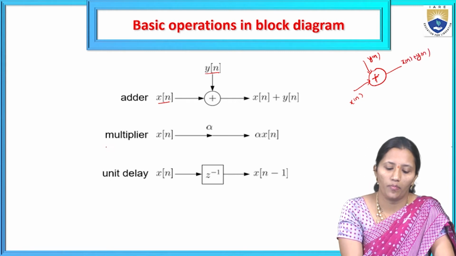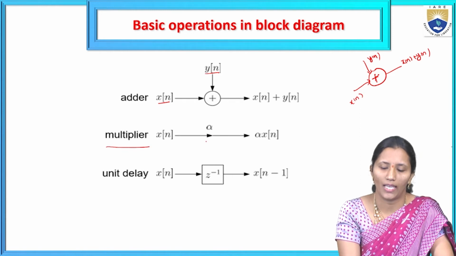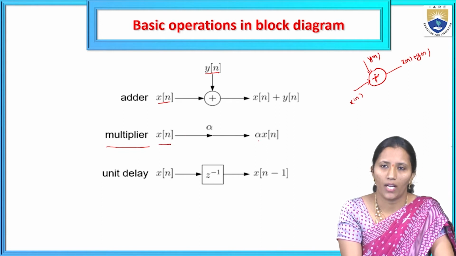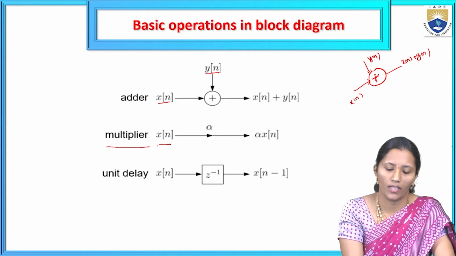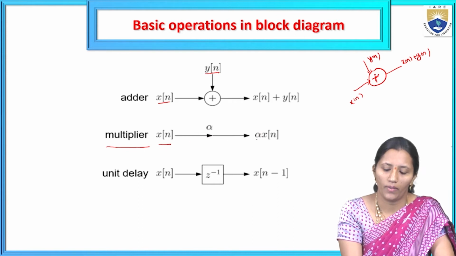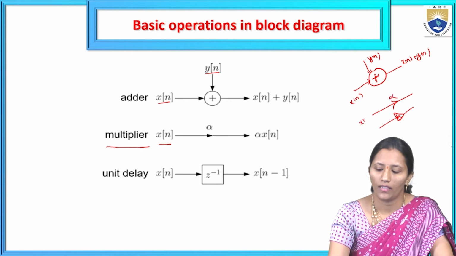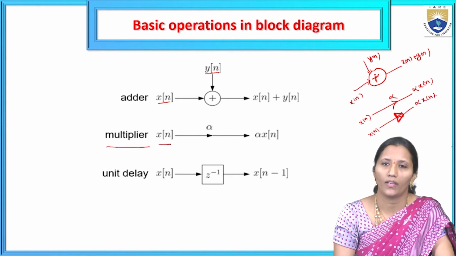And for the multiplier, we are using the scalar multiplier here. So x of n is multiplied with alpha, some constant, which may be a naught, a1, a2, a3 or b naught, b1, b2, b3. The general constant I am taking is alpha. So here x of n is multiplied by alpha. We can represent that just by an arrow like that. So alpha is multiplied with x of n, which we can write as alpha into x of n.